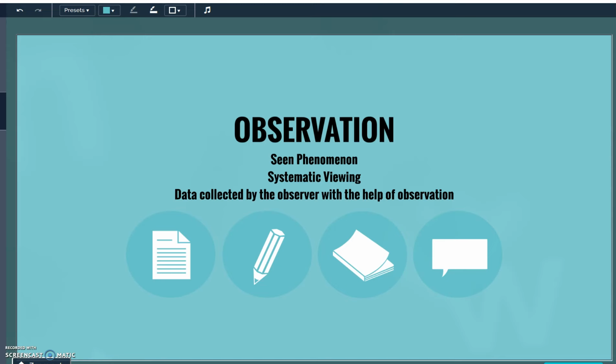What are observations? It is seen phenomenon. You as an observer, you're a systematic viewer. So observation is systematic viewing. Data collected by the observer with the help of observation. Observation method is a method under which the data can be collected from the field itself by the observer himself. Now, I would like to say there are so many effective observation methods. If you talk about determining what needs to be observed, selecting the participants, conducting the observation, compiling the data collected, and analyzing and interpreting the data collected.